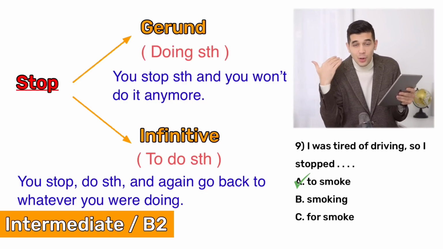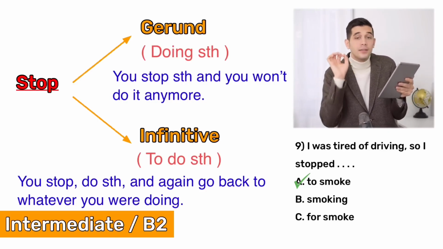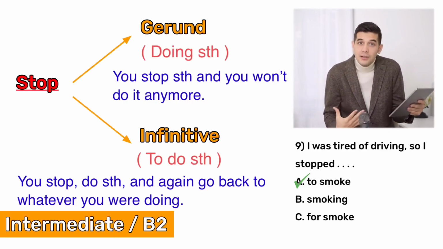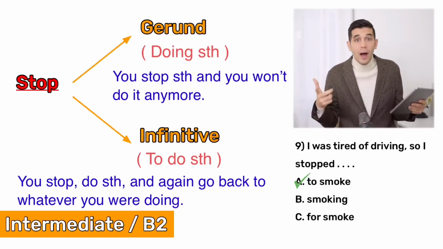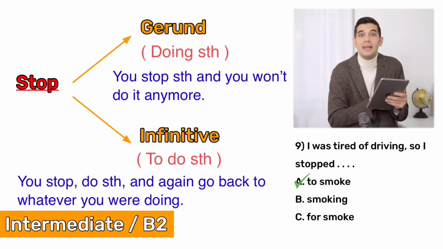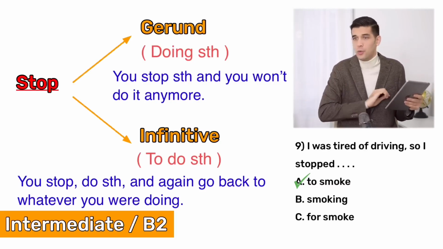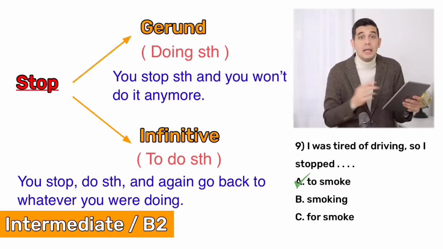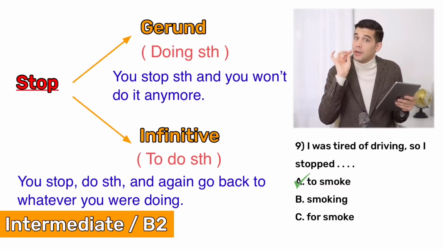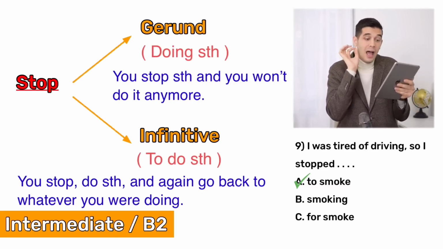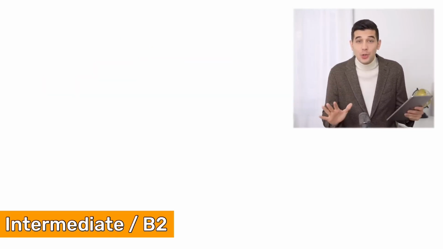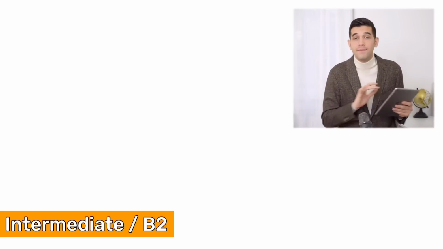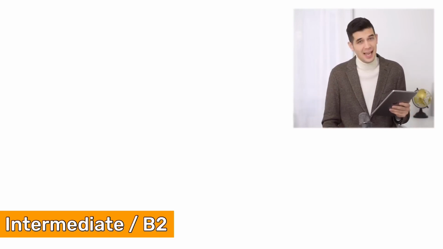Now pay attention to the question again. I was tired of driving, so I stopped. He was driving, then he got tired, so he stopped. Why did he stop? Did he stop to make a decision for his life and quit smoking? Or no, he stopped, he lit up a cigarette and he started smoking. That's the second one. So I stopped to smoke. And question number 10, the last question of B2 and the final question of the intermediate test.